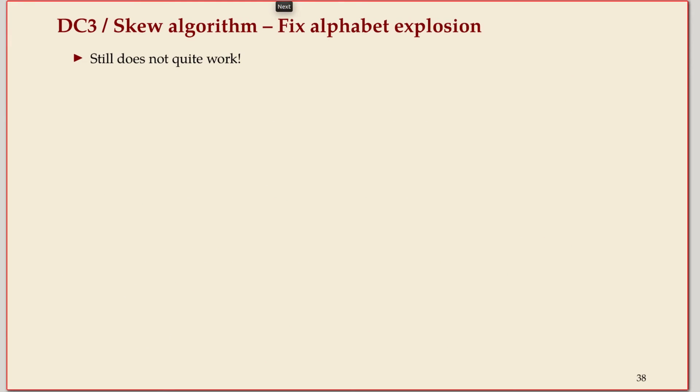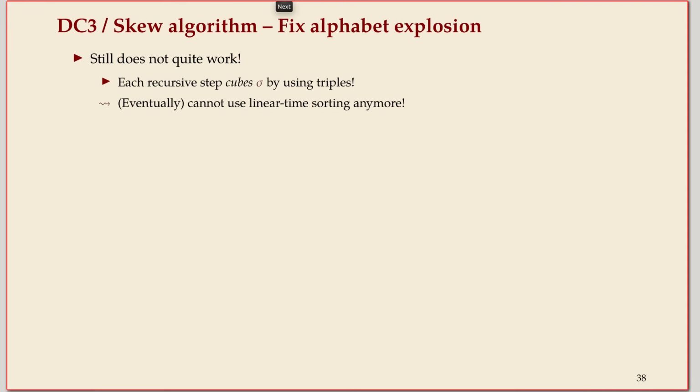Now, there's still a problem with this approach. This is a little bit subtle if you think about it. The problem comes from the fact that in each recursive step, whenever we apply step 1, we take triples of our characters, and that means the alphabet cubes in size. If we start with sigma characters initially, then after the first step it's sigma cubed, and then it's sigma cubed cubed, so sigma to the 9. And that's really bad. That grows very, very quickly.